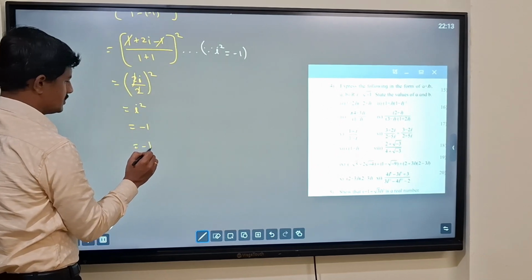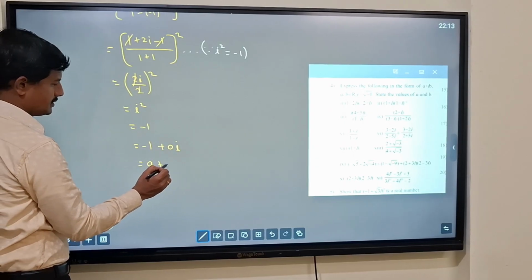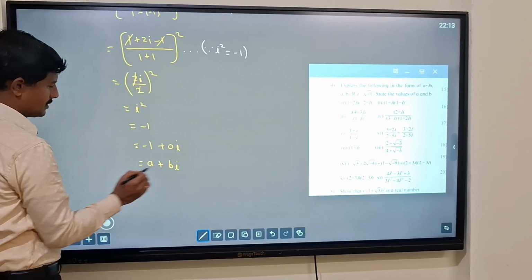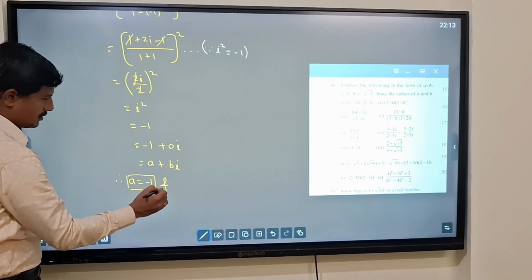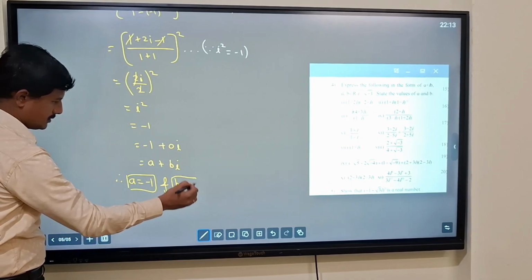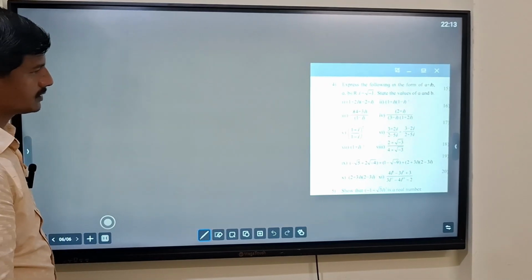So we can write down this is minus 1 plus 0i is equal to a plus bi. Therefore a is minus 1 and b is equal to 0. Now sixth example.